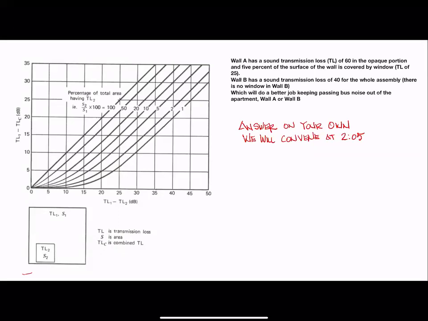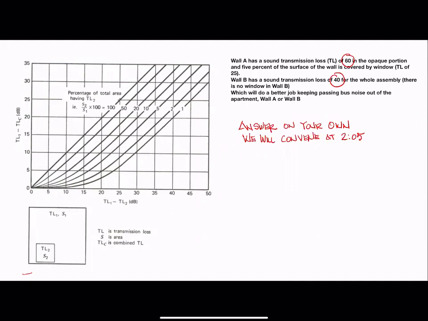All right, so moving forward, we know that we have wall A and it has a sound transmission loss of 60 in the opaque portion, and 5% of the surface of the wall is covered by window, and the window has a TL of 25, and TL means transmission loss. Wall B, this other wall that we're considering, has a sound transmission loss of 40, so it's less robust. You remember that wall A has a sound transmission loss of 60 and B is 40. But there is no window in wall B, so the entire surface is opaque. So the question is, which will do a better job keeping the passing bus noise out of the apartment, wall A or wall B?